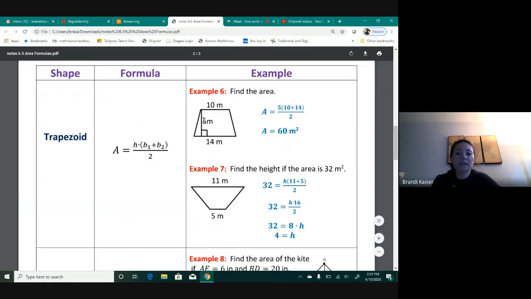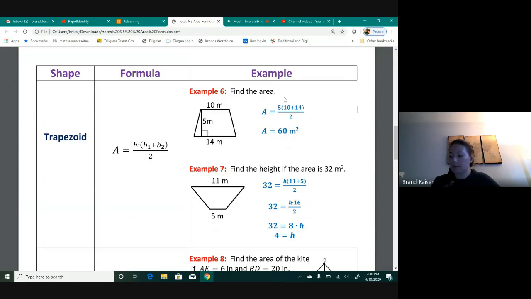The height, if you notice, is the side with the right angle. It's 5 meters. So we would take that 24 and multiply it by 5, which would give us 120. And then we would take that 120 and divide it by 2. So 120 divided by 2 would leave us with 60 meters squared. That's the total area for this trapezoid.